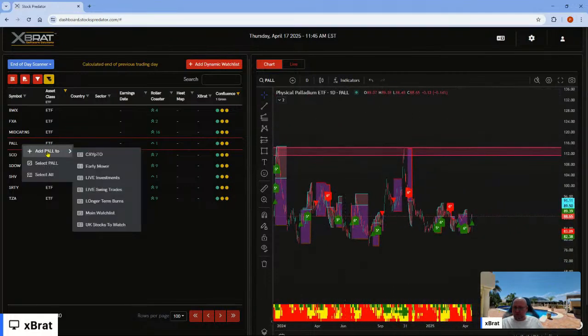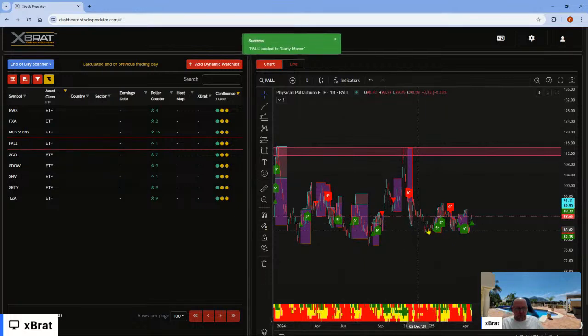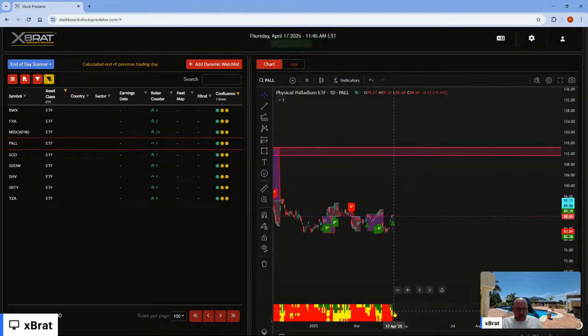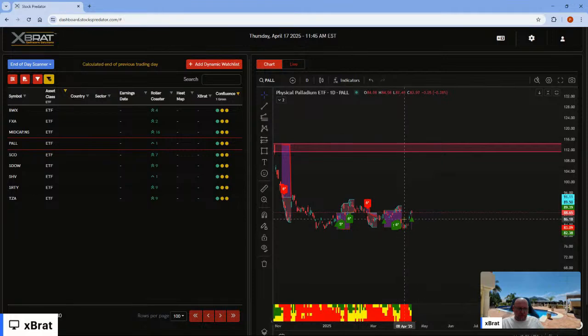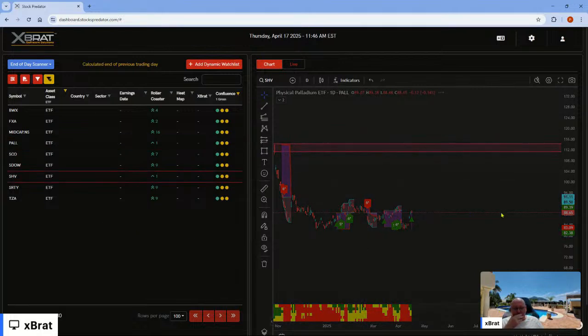it'll go on my early movers list. Not interested in that just yet. I want to see what occurs with that heat map underneath. I don't need any red in it whatsoever. I do need a xBrat algo signal, and then I've got to really clear all of this noise here around about $94. So, early mover list, that one.